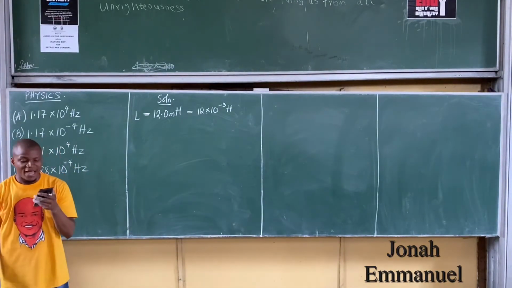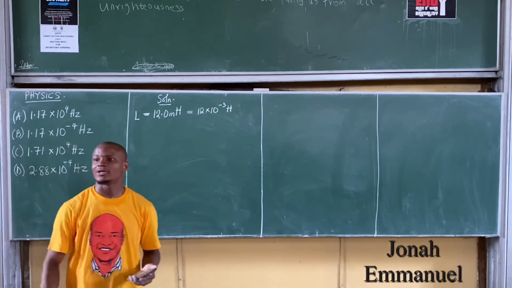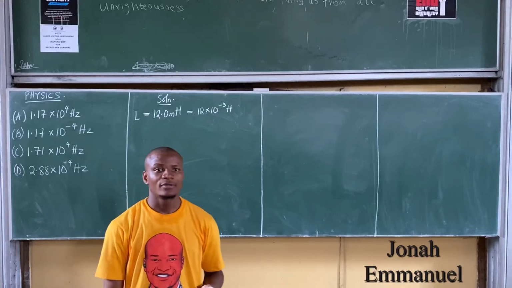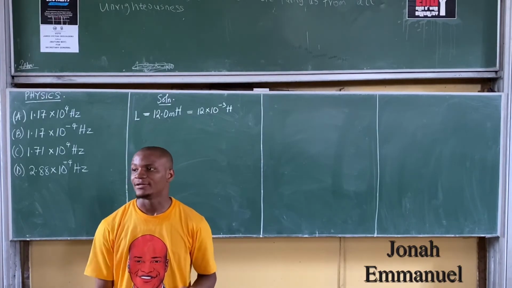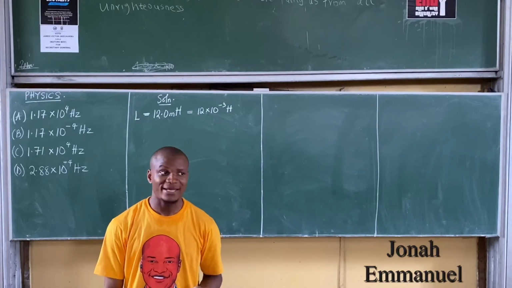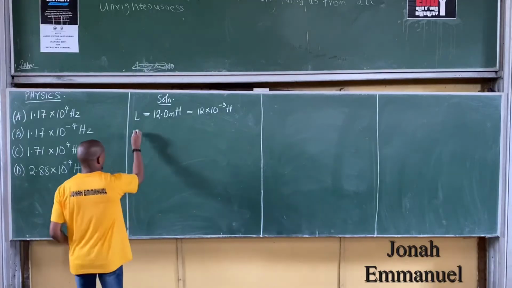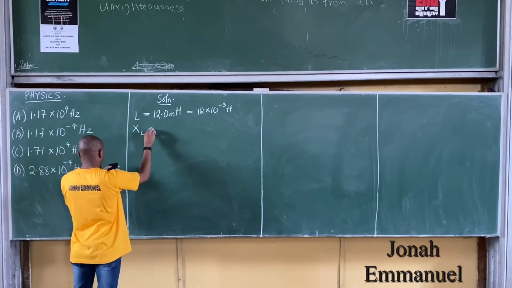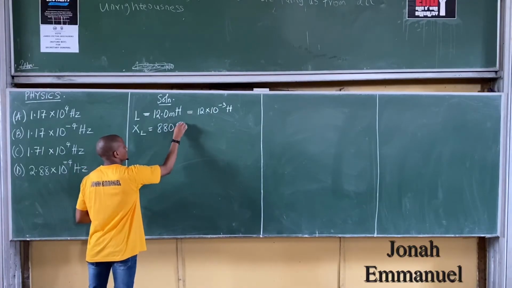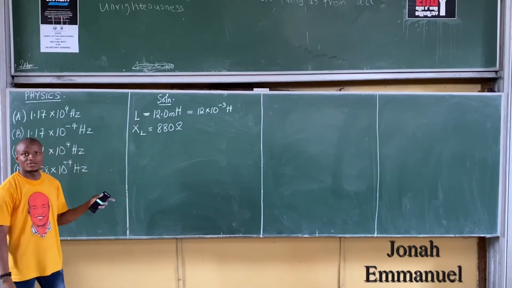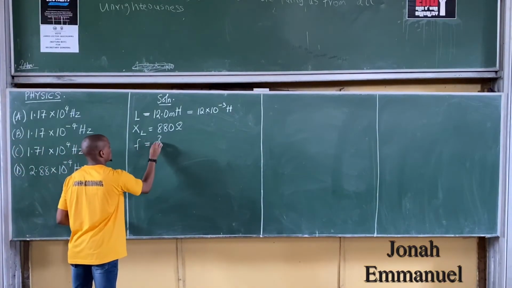Next, they say it has a reactance of 880. Which symbol is that? There are two X's, XC and XL. It's an inductive circuit, so XL is equal to 880, obviously in ohms. I explained this earlier. I'm asked to find the frequency f, which is unknown.